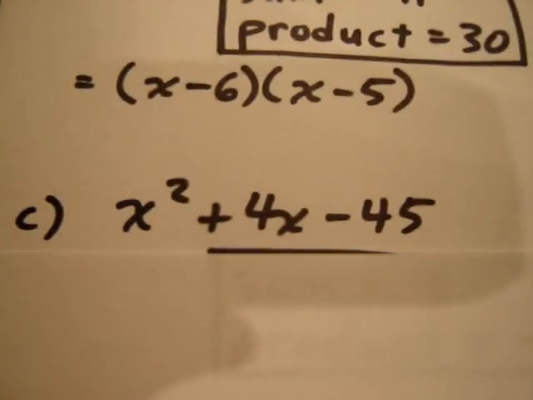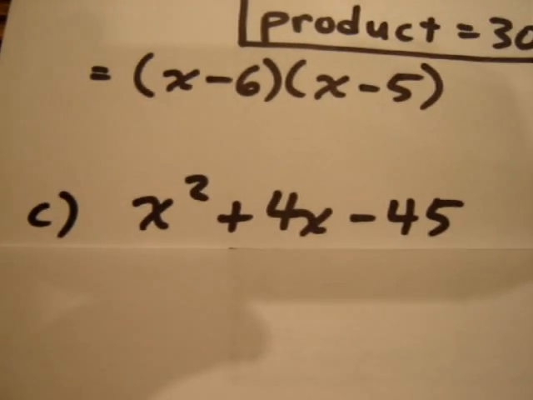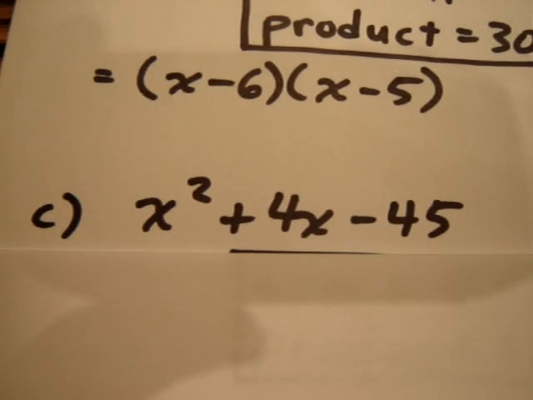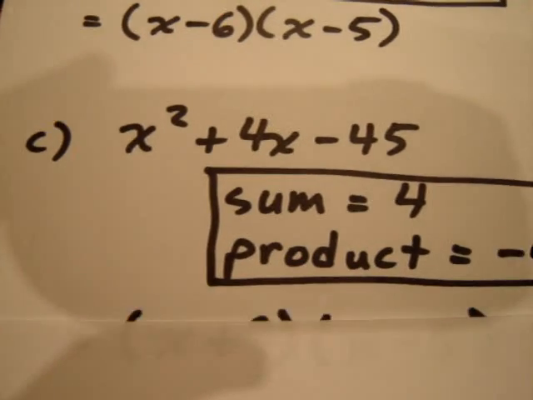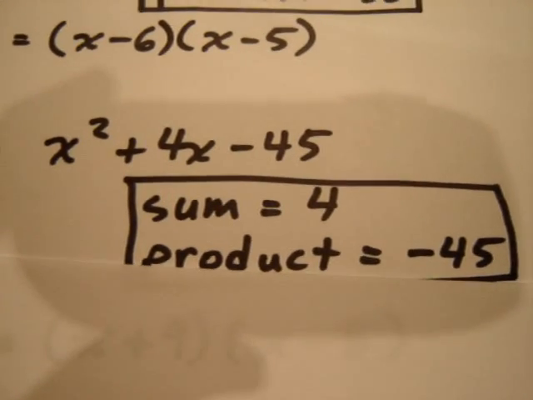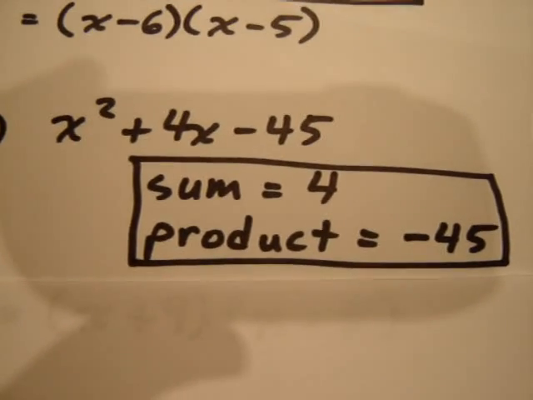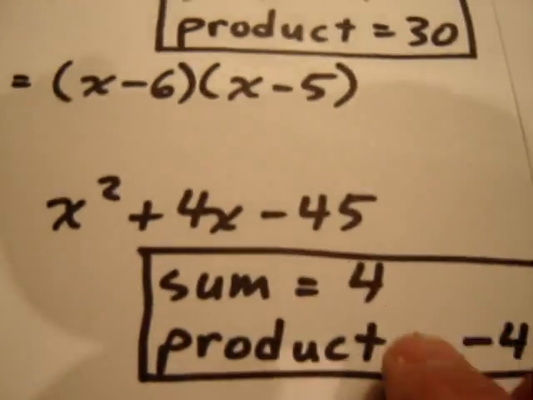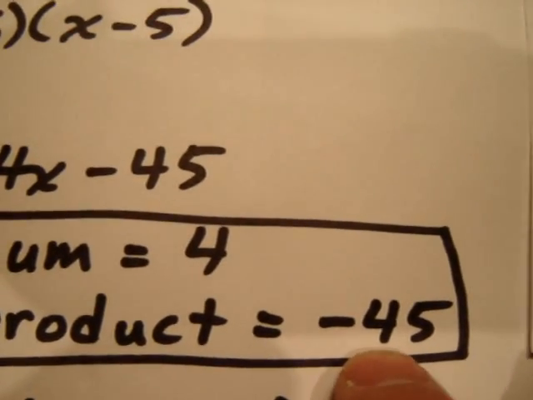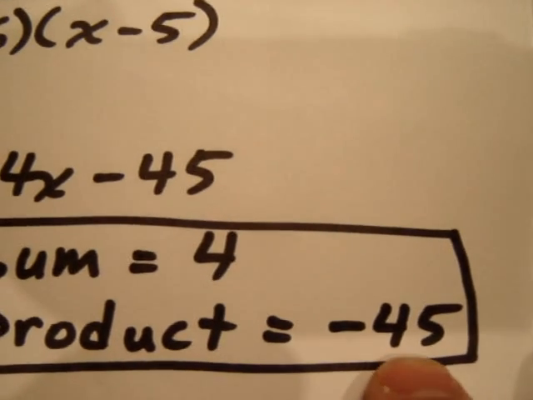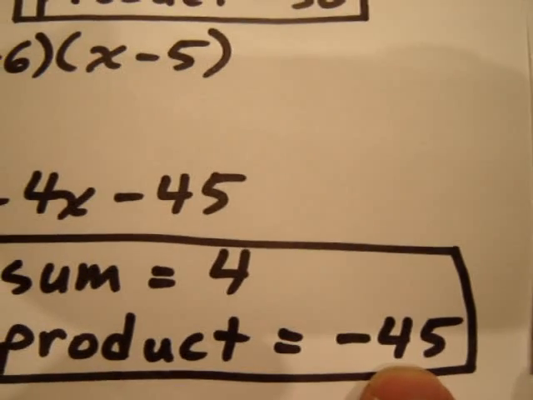Our third question, x squared plus 4x minus 45. Now this gets a little bit tricky as well because what we have is a negative product but a positive sum. So we want two numbers that add up to 4 and multiply to negative 45. And with a little practice we realize that this negative product means that we want two numbers, one of which is negative and one of which is positive, because the only way two numbers can multiply to become a negative number is if you have a positive and a negative.